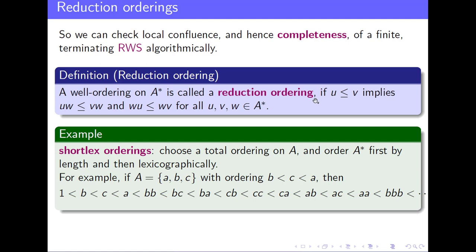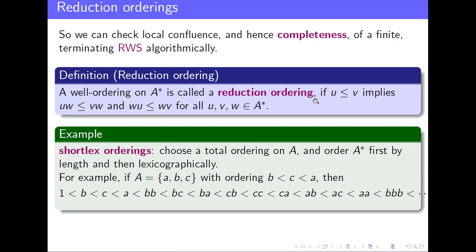Sorry, there's another definition here. We'd like termination, something we really want all the time in this context. So the normal way of making sure it's terminating is to use what's called a reduction ordering. Intuitively, you'd like to think that replacing a left-hand side by a right-hand side was achieving something, was simplifying the word in some sense. In other words, reducing the word in some sense. So the reduction orderings are useful for this. And for it to work in this context, it needs to be a well ordering, to ensure the termination.